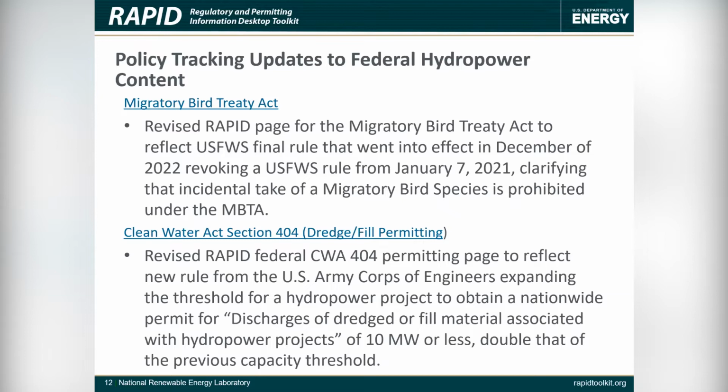Additionally, on the Clean Water Act, Section 404, we revised our permitting page to reflect the new rule from the U.S. Army Corps of Engineers that basically doubled the threshold for qualifying hydropower projects to obtain nationwide permits for discharges of dredged or filled material associated with those hydropower projects from 5 megawatts up to 10 megawatts or less. Next slide.